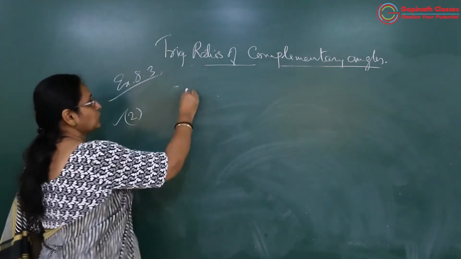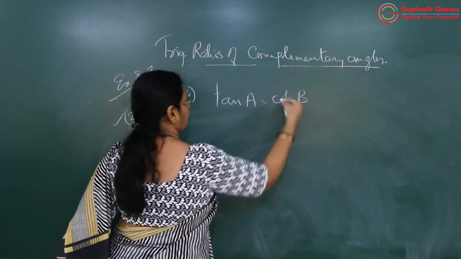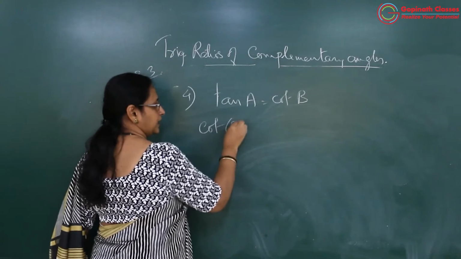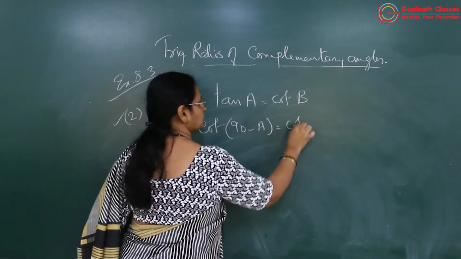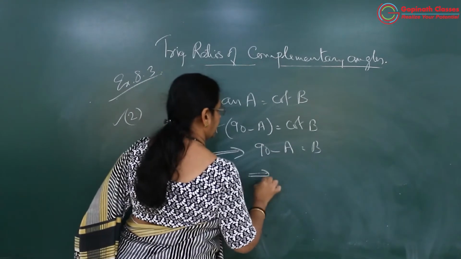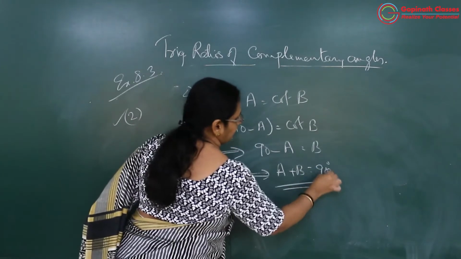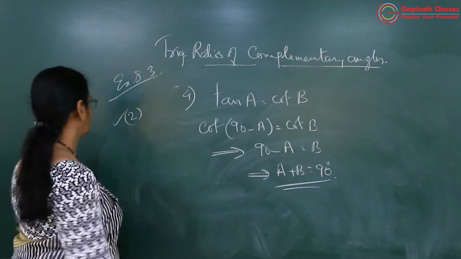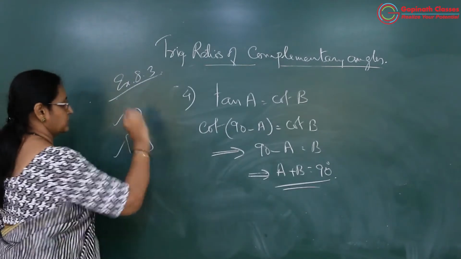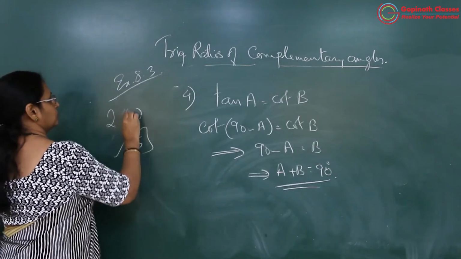See, look at fourth question. If tan A is equal to cot B, prove A plus B is 90 degree. Obviously tan A, I am changing it into cot. Cot 90 minus A is equal to cot B implies 90 minus A is equal to B implies A plus B, taking A that side, is equal to 90 degree. So, fifth one you can try, that is main quest number 5. Main quest number 2, also you can try.